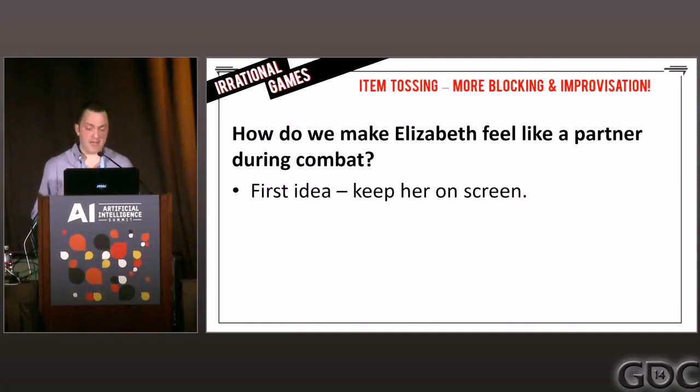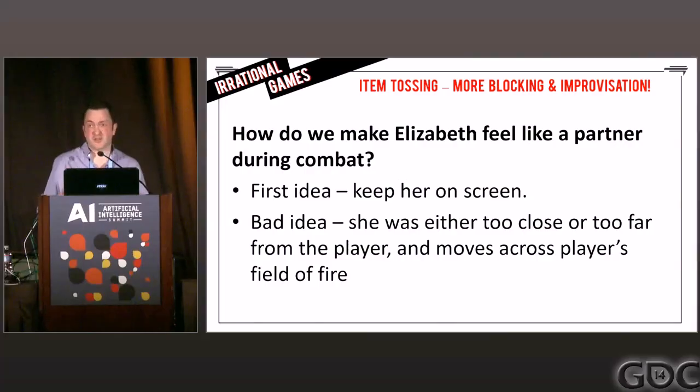So for the combat behavior, initially we wanted her to be on screen during combat, taking cover. Our idea here was to show her as being a partner in the combat and show her taking cover and pointing out threats. And we always wanted to try and keep her on screen. Our initial trials for this resulted in her either being too close to the player or too far into the field of battle, which would look like she wasn't trying to make the best choices for being in harm's way.